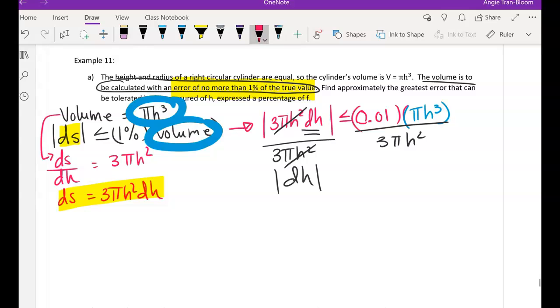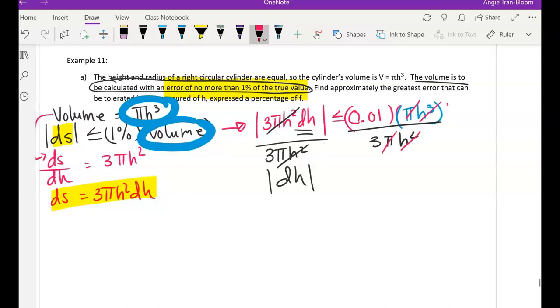Let's see what happens. Over here, the h squared is going to cancel with the h squared. The pi is going to cancel with the pi. I'm sorry, there's one h left. So now I have no more than 0.01 h divided by 3. Let's multiply it by 100 to get rid of decimals.